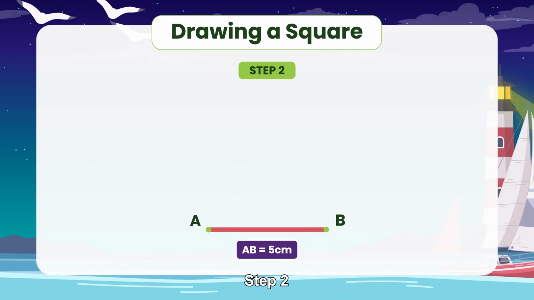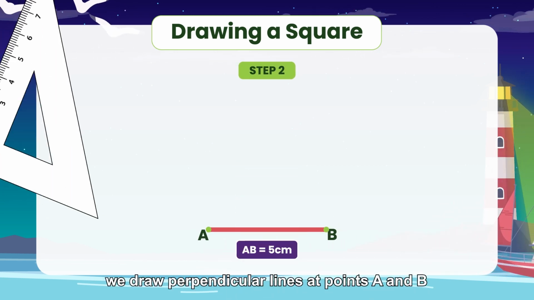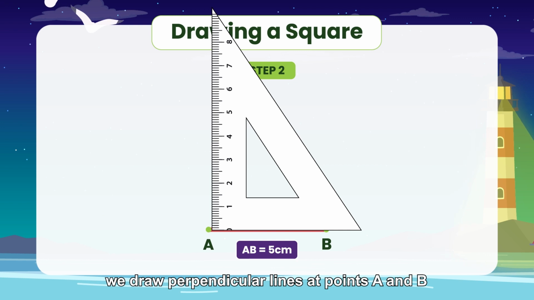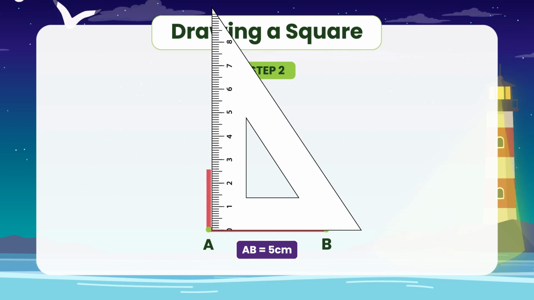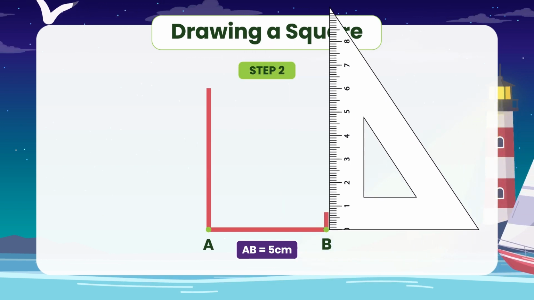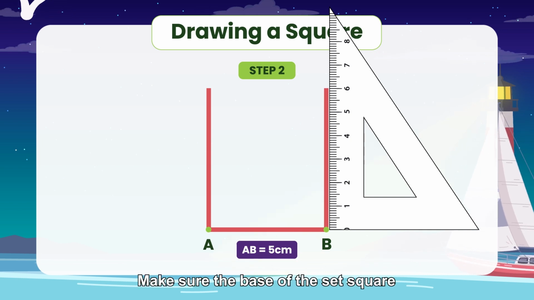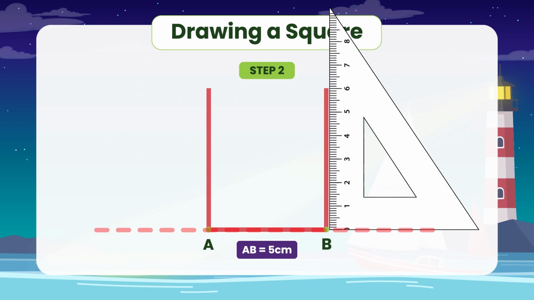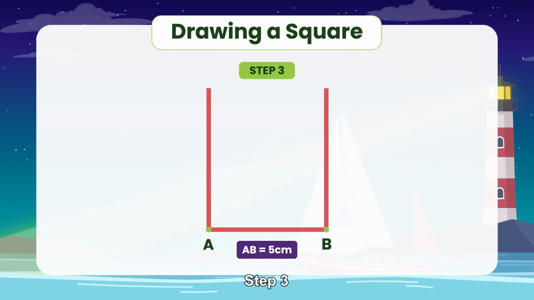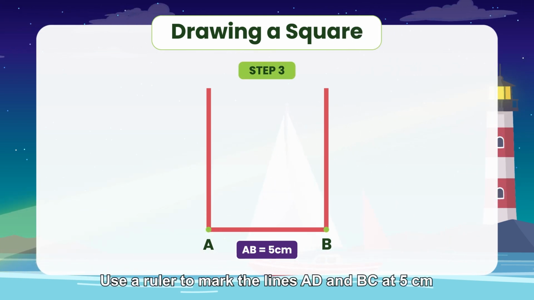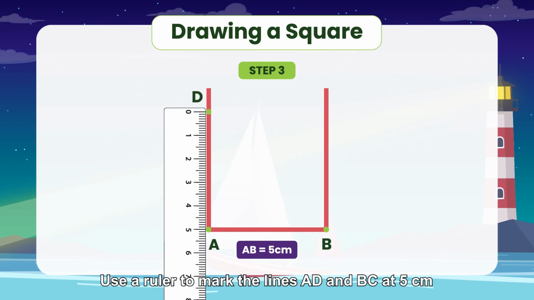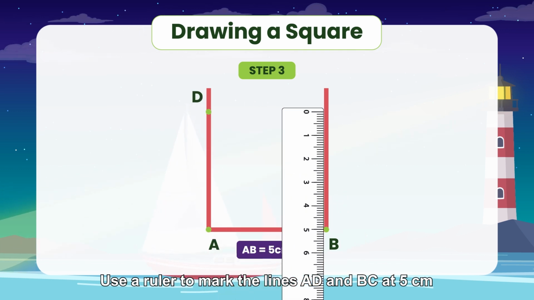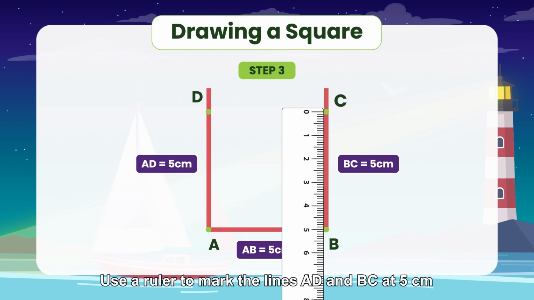Step 2. Using a set square, we draw perpendicular lines at points A and B. Make sure the base of the set square is exactly on the line. Step 3. Use a ruler to mark the lines AD and BC at 5 centimeters.